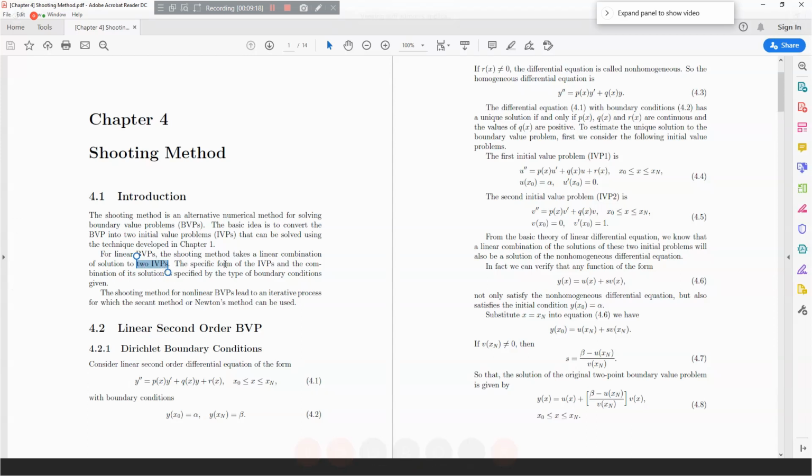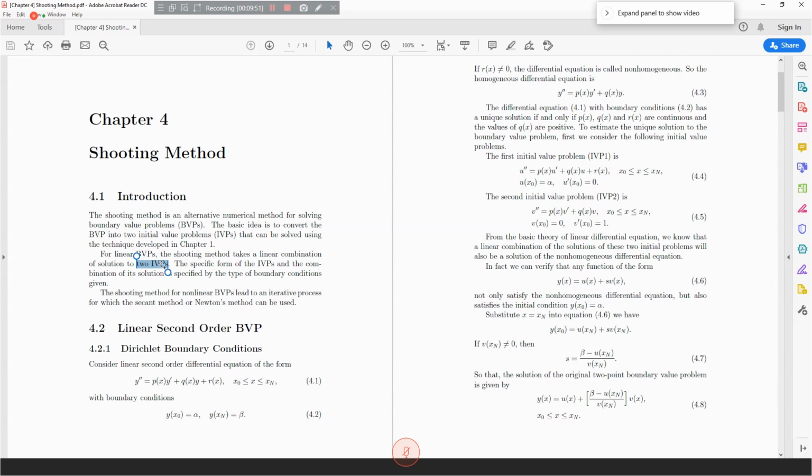Here, if you look, this is the specific form of the IVP. Since we have these 2 IVPs, when we solve them we get a solution from each. Let's say the first IVP you solve in U notation, and the second one you solve in V notation, so you get the solution V for the second one.